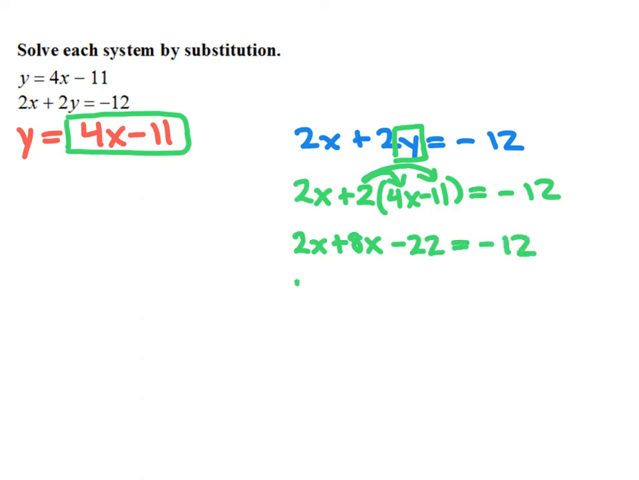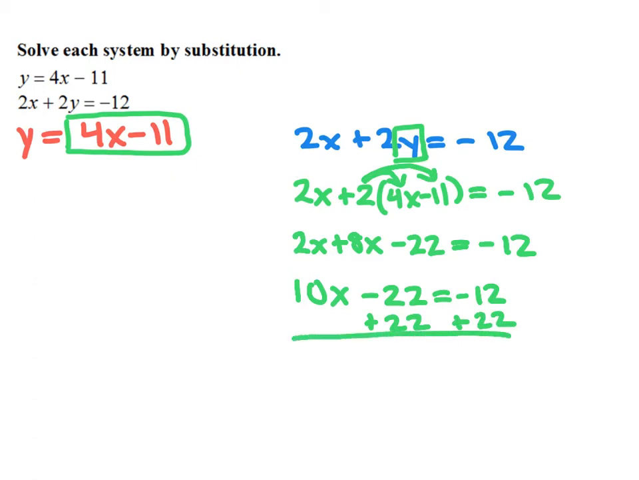Combine like terms, so I'll have 10x minus 22 equals negative 12. Solve to get the variable by itself by adding 22 to both sides. So I'll have 10x equals 10, and then lastly divide both sides by 10 so that x is equal to 1. Now that I know that x is equal to 1, I can take this value of x and substitute it into my original equation.